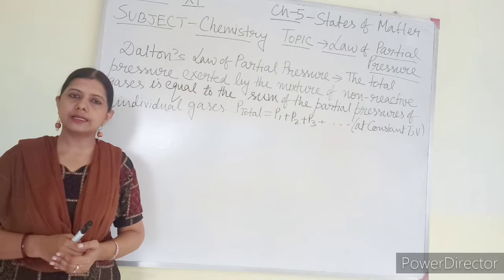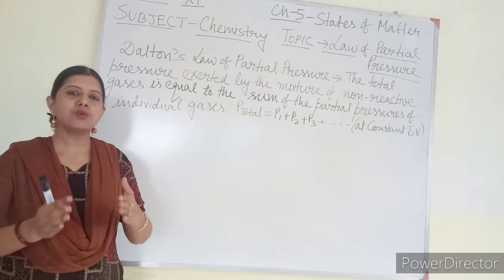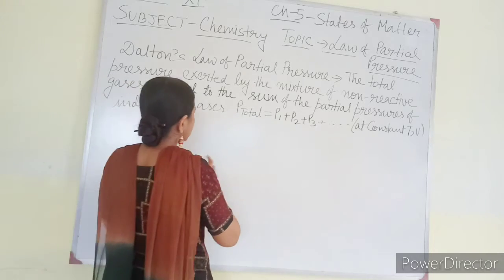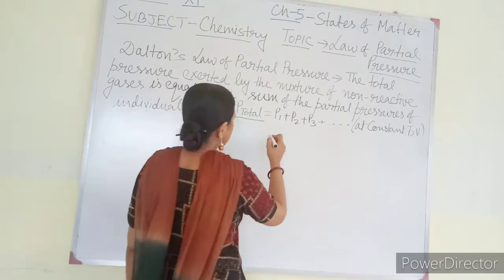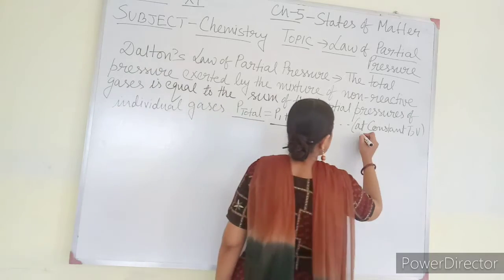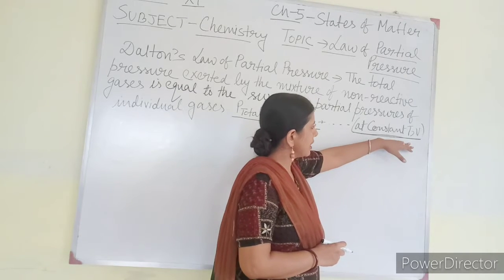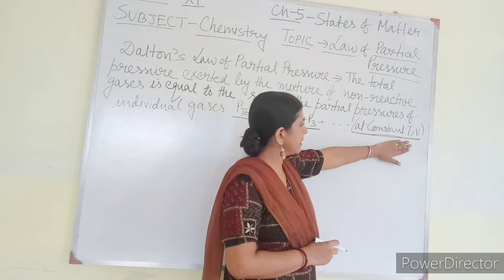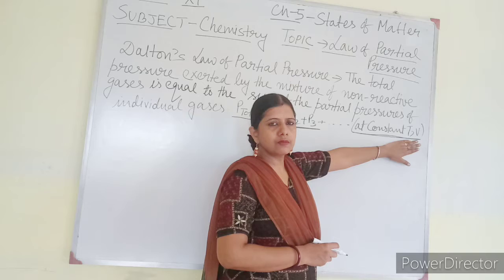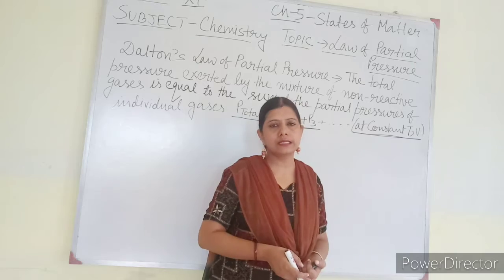That is equal to the sum of the partial pressure of the individual gas. 4 types of gases are there, so individually each type of gas is exerting some pressure. Sum of that is equal to total pressure. That is what has been written: total pressure exerted by the gas is equal to the sum of partial pressure exerted by each gas at constant temperature and volume. Keep in mind that this law is applicable for the mixture of non-reactive gases at constant temperature and constant volume.